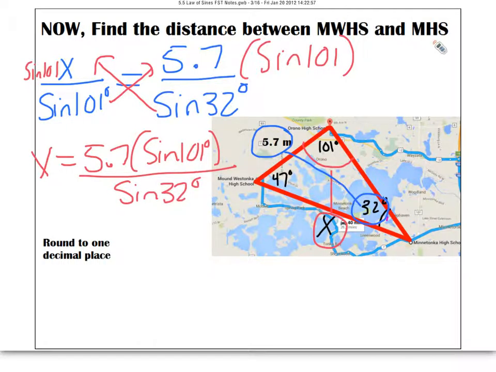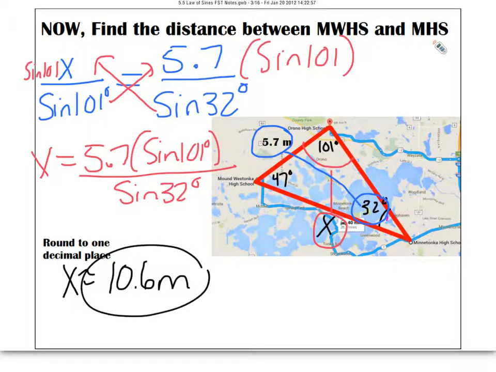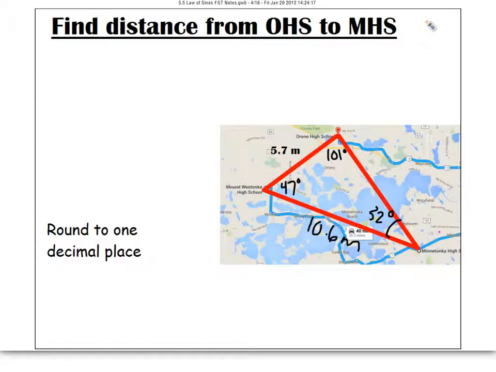And all you have to do is put this in your calculator. What I would recommend, again, make sure you're in degree mode. I would just type the sine of 101 and times it by 5.7. Get that answer, then divide it by the sine of 32. When you do that, you're going to get that x is equal to 10.6 miles. So I'm actually going to add that to our picture, the 10.6 miles. Okay, let's finish off this problem.